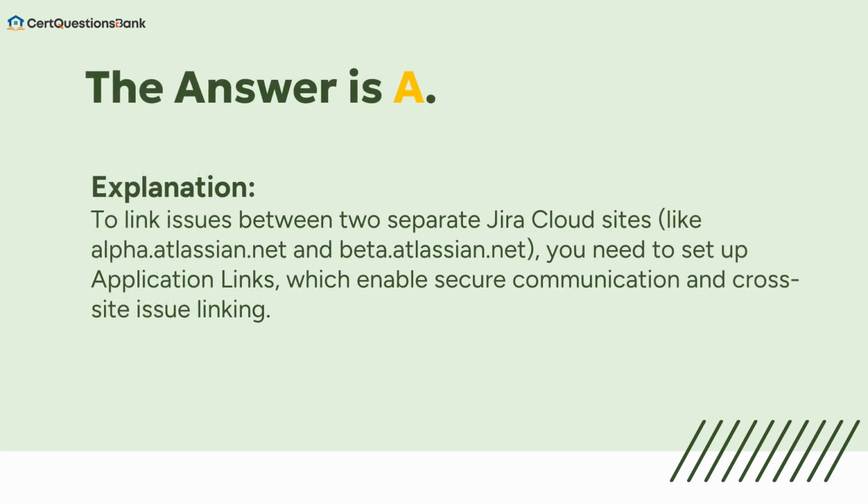The answer is A. To link issues between two separate Jira Cloud sites, like alpha.atlassian.net and beta.atlassian.net, you need to set up application links, which enable secure communication and cross-site issue linking.